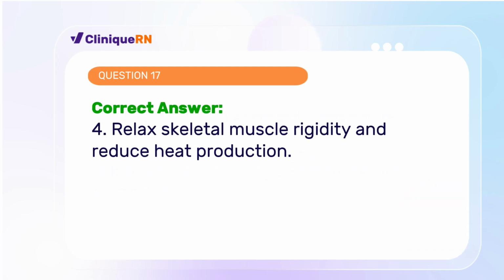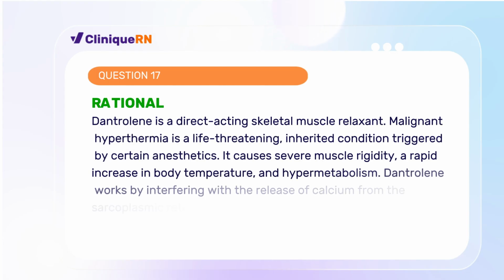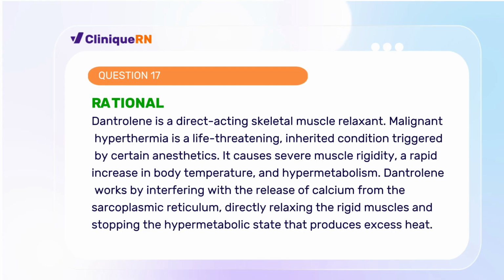Correct answer: 4. Relax skeletal muscle rigidity and reduce heat production. Rationale: Dantrolene is a direct-acting skeletal muscle relaxant. Malignant hyperthermia is a life-threatening, inherited condition triggered by certain anesthetics. It causes severe muscle rigidity, a rapid increase in body temperature, and hypermetabolism. Dantrolene works by interfering with the release of calcium from the sarcoplasmic reticulum, directly relaxing the rigid muscles and stopping the hypermetabolic state that produces excess heat.